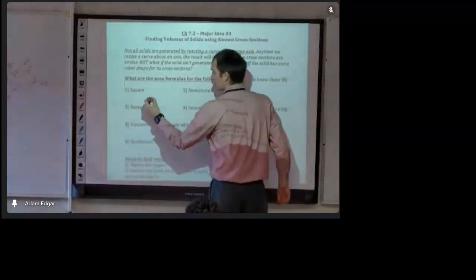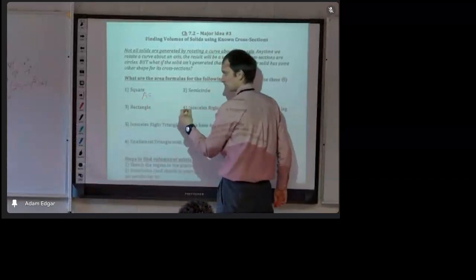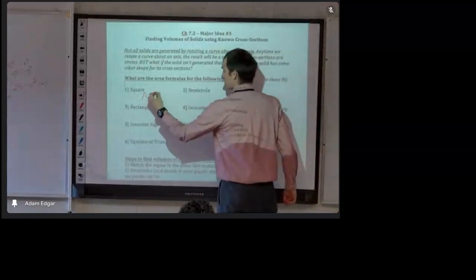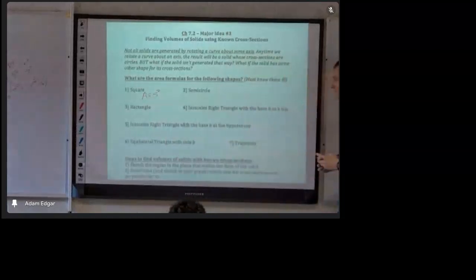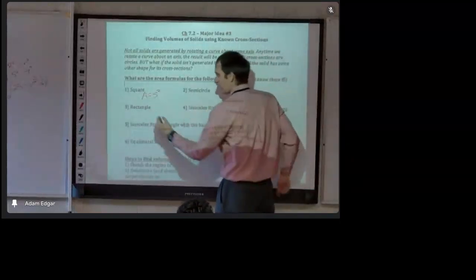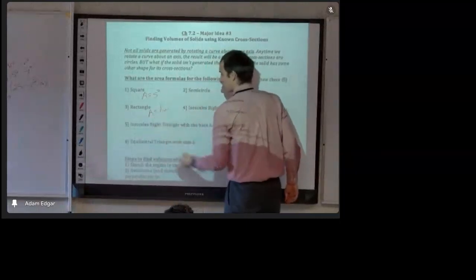What's your area formula for a square? Length times width. Nope, that's a rectangle. Oh, side squared. Thank you. Your side squared. You want to have the distinction: a rectangle is length times width.